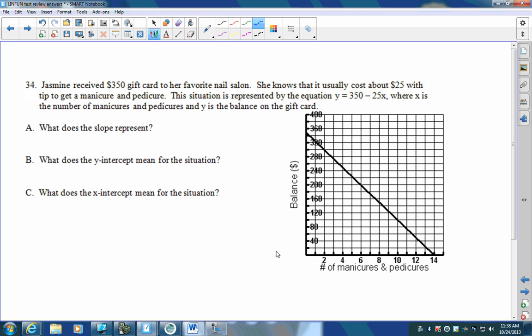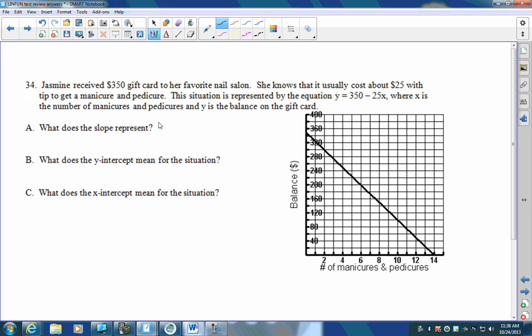Okay, so it says Jasmine received a $350 gift card to her favorite nail salon. She knows it usually costs $25 with tip to get a manicure and pedicure. Ooh, that's cheap. Okay. This situation is represented by the equation, where x is the number of manicures and pedicures and y is the balance on the card. What does the slope mean?